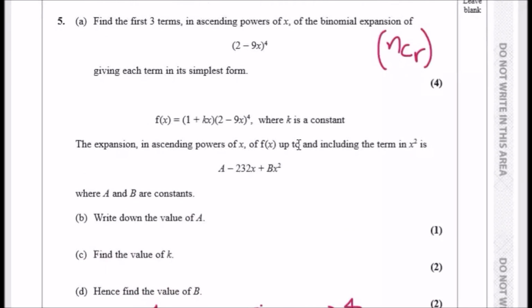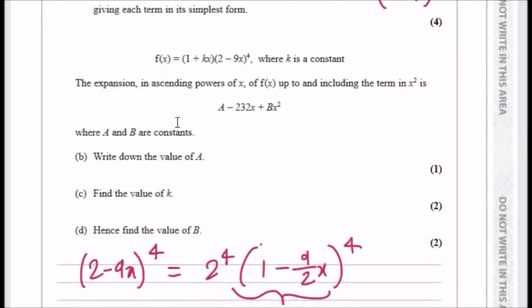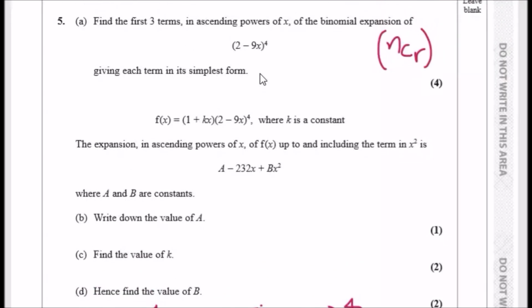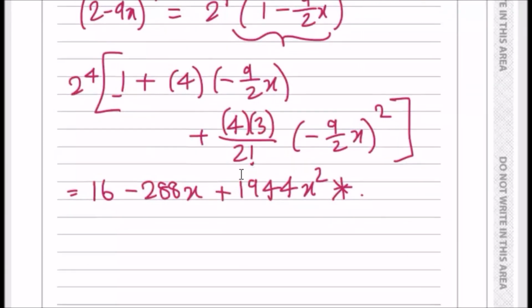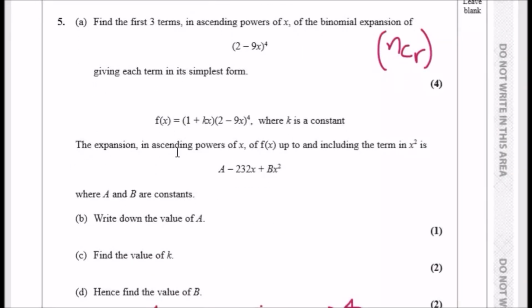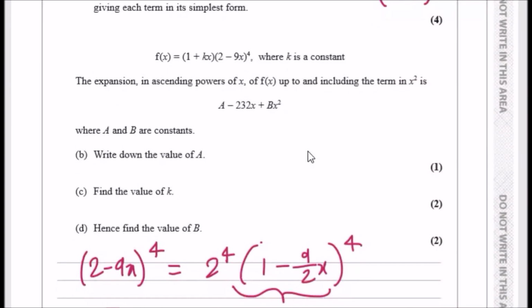Now, here comes the main event. So let's check it out. So according to this one, f(x) equals 1 plus kx, one linear term, times what we just had up here. So this would effectively be the expansion here. The expansion in ascending powers of x of f(x) up to and including the term in x squared is this. So in other words, expanding this up to x squared will give us this kind of result. Now you have to find the values of a, b, and k.